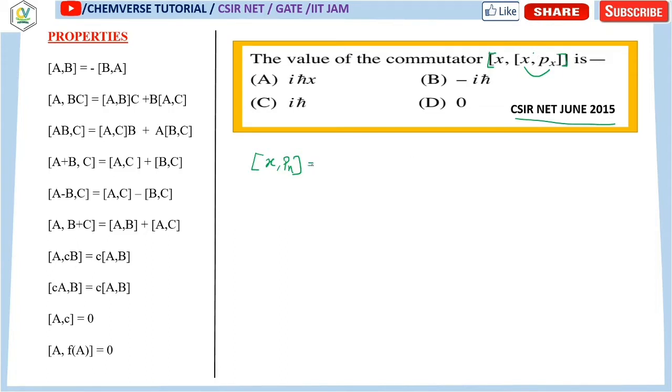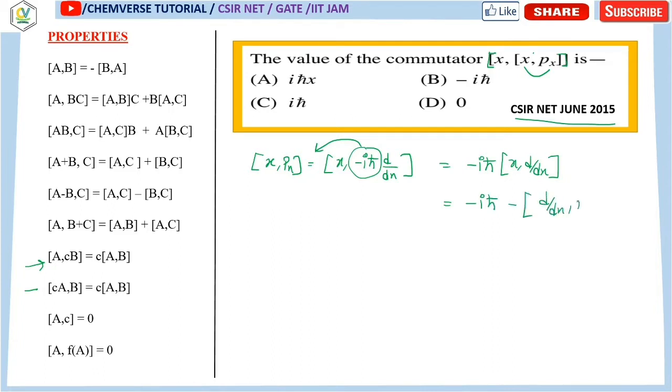Now this px can be written in the form of minus i h cross d/dx. Minus i h cross is a constant which will come out, following this formula. So it will be minus i h cross times the commutator of x and d/dx. Now I can write this as minus of the commutator of d/dx and x by applying the first formula, the commutator of A and B is minus the commutator of B and A. So over here minus minus gives plus i h cross, and it will be the commutator of d/dx and x.